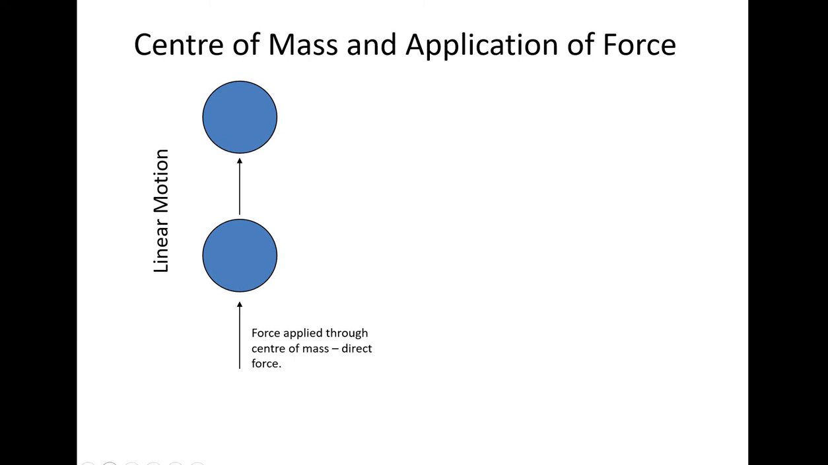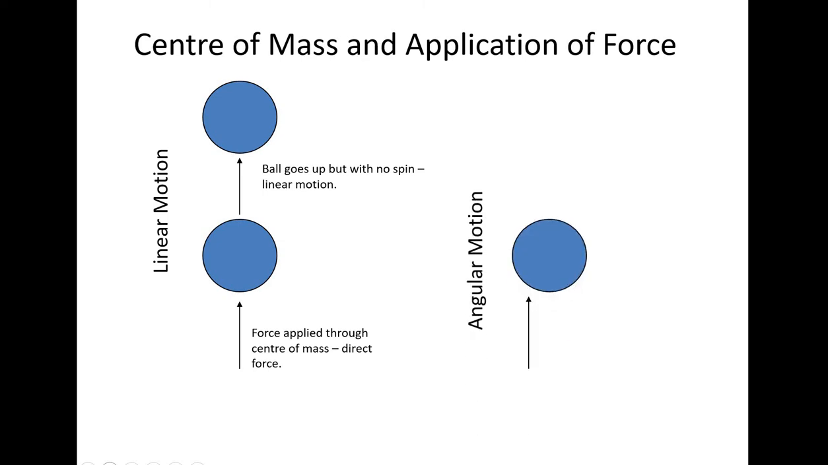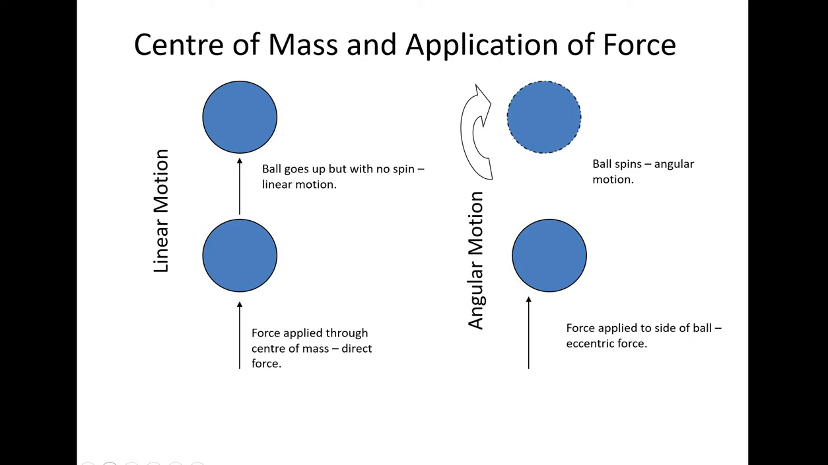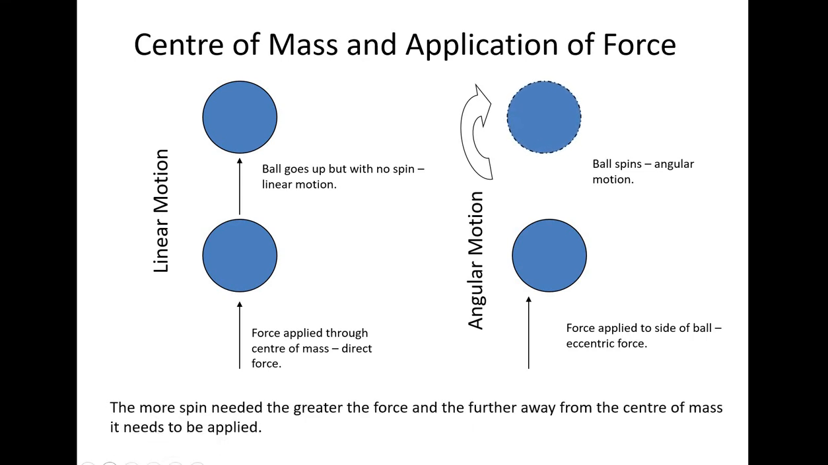So here we can see linear motion, we've got a ball here and the force is being directly applied straight through the middle of the centre of mass, and therefore the ball travels in a linear motion, a straight motion. It will just go straight up with no spin. However, with this one, you can see the force is being directed off to the side of the centre of mass, and therefore the ball will spin and it will cause angular motion. Now, if you need more spin on the ball, then the force needs to be greater and further away from the centre of mass.